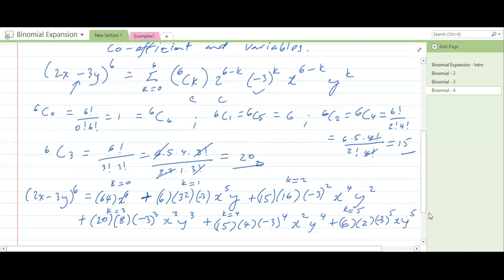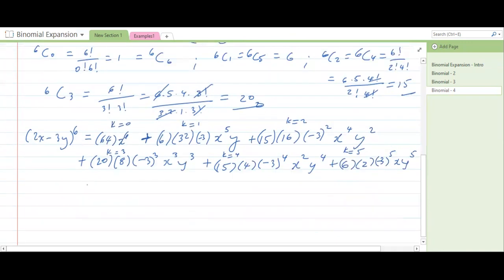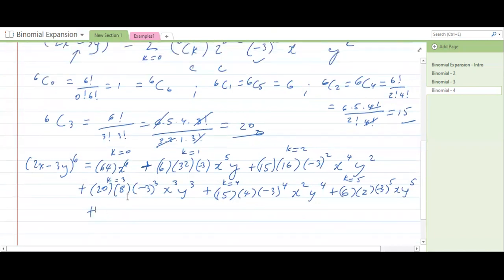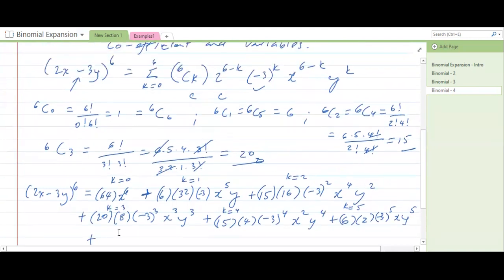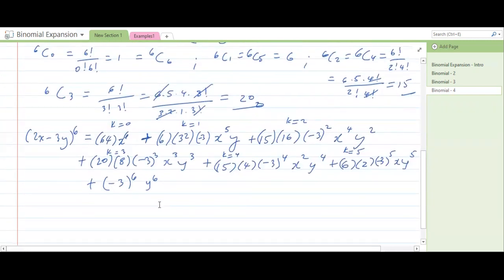Continuing like this, we have the last one, plus 1, because 6 choose 6 is 1. And then let me just get back to the formula. 2 to the power 0, which is 1 as well. So we have minus 3 to the power 6, x to the power 0, y to the power 6. And simplifying all these should give us, the important thing to note here is that we are getting alternating signs.